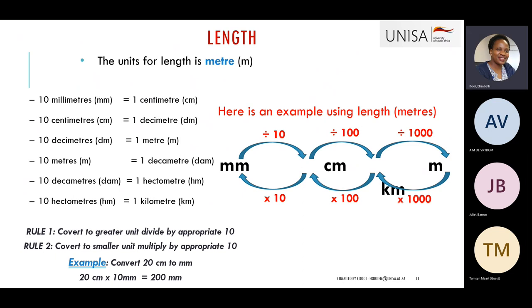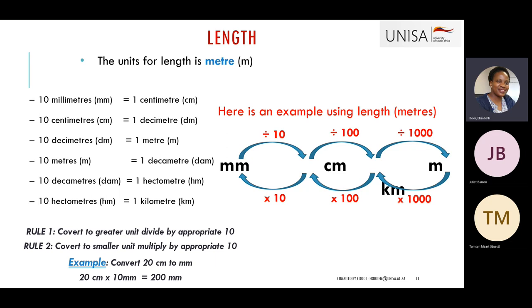What you need to know is, if you're going to convert from a bigger unit to a smaller unit, you need to multiply by 10. If you move from a smaller unit and convert to a bigger unit, you will have to divide by 10. So you always multiply or divide by 10 when moving between kilometers, meters, centimeters, and millimeters. So for example, if I want to move from 20 centimeters to millimeters, I'm moving from a bigger unit to a smaller one, so I need to multiply by the appropriate value.